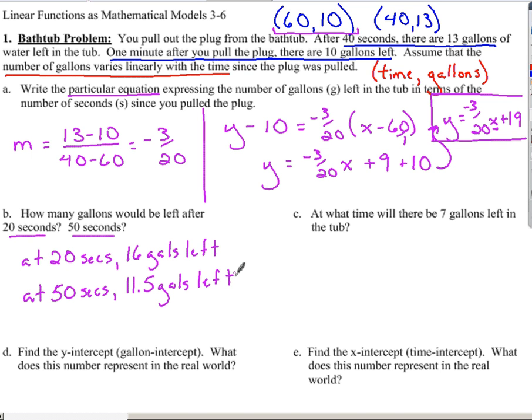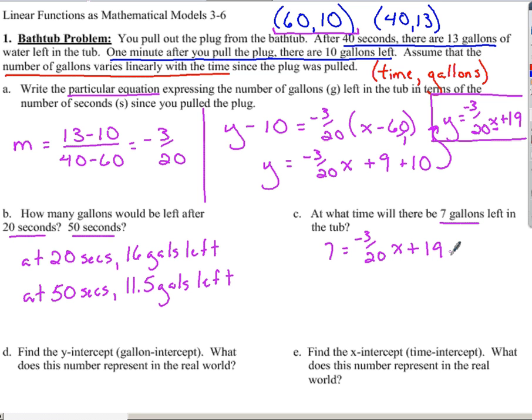So again, just go back to the equation that we found in part A, plug in for x. You can do it by hand, you can use the calculator, whichever way you prefer. All right, on part C it says, at what time will there be 7 gallons left in the tub? We see 7 gallons, we know gallons goes with y, so if we utilize our equation and we let y be 7, 7 would equal the negative 3/20 x plus 19.